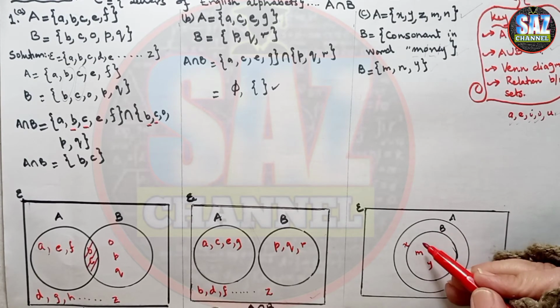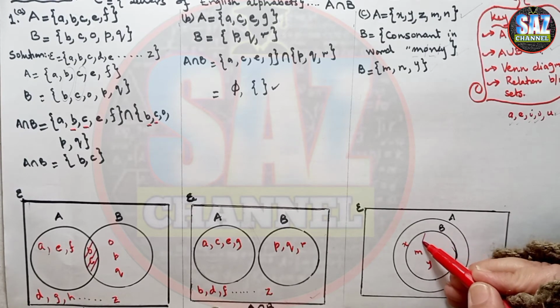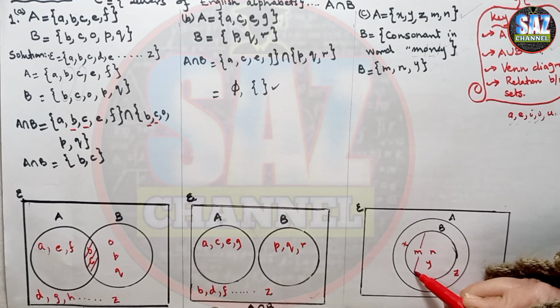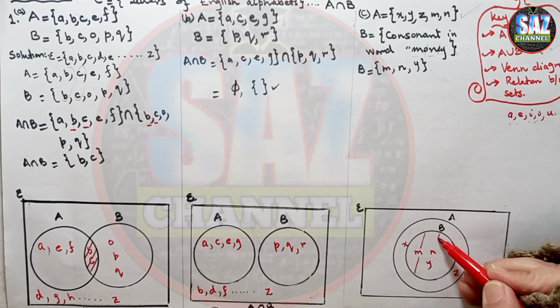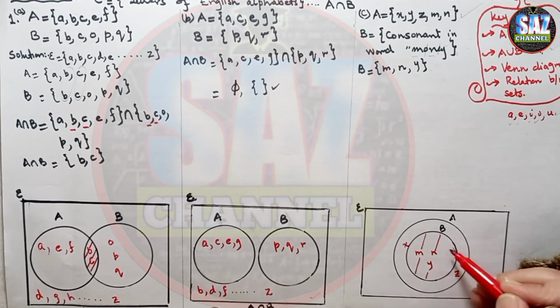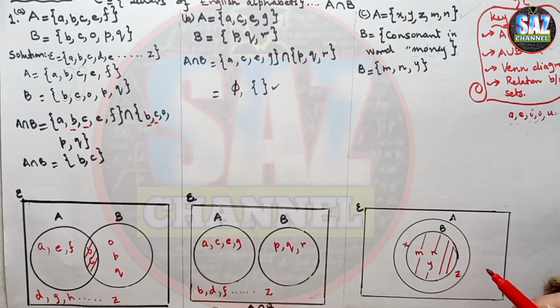So what will be the intersection? The intersection will actually be the set B completely. So I'm going to shade set B completely to show the intersection. I hope you are clear about how we are finding the intersection, and we have to apply the concept again and again that intersection means the common elements. Now we have to write the remaining elements of the universal set as well.